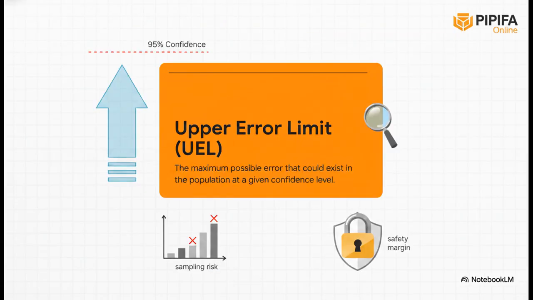And finally, we have the most critical one of all, the upper error limit, or UEL. Look, because we're only working with a sample, there's always a risk that the actual error is higher than our best guess. The UEL is what accounts for this risk. It sets a ceiling, basically saying we are 95% confident that the total error in this population is not more than this amount. It's the auditor's essential safety margin.